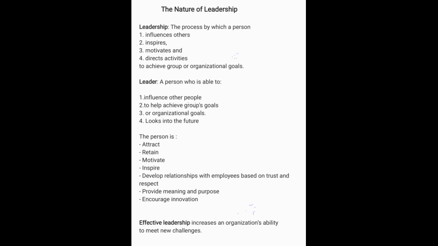It is very important. So what are the qualities of a manager? Inspire, retain, encourage, motivate. These are the traits of a manager or a leader. Effective leaders mean excellent leaders. Increase organization ability means increase people skills in order to meet day-to-day activity or challenges.